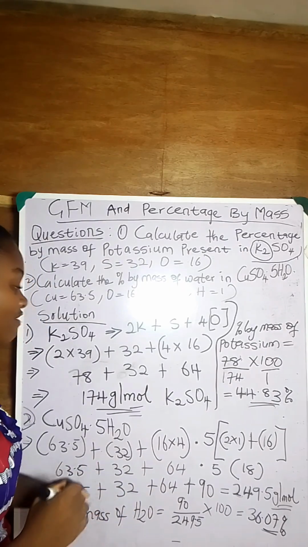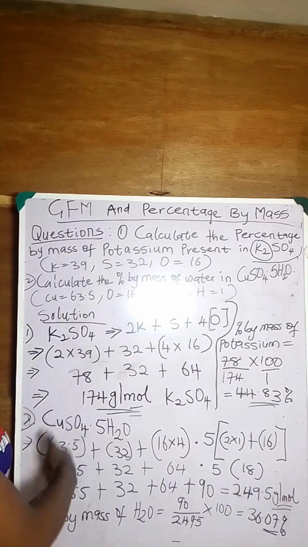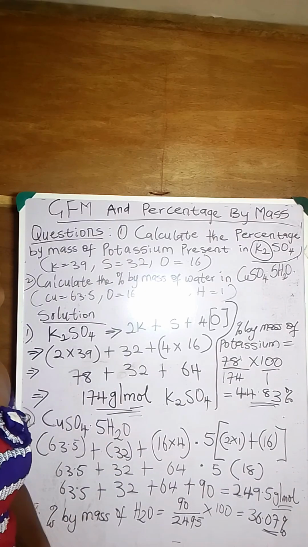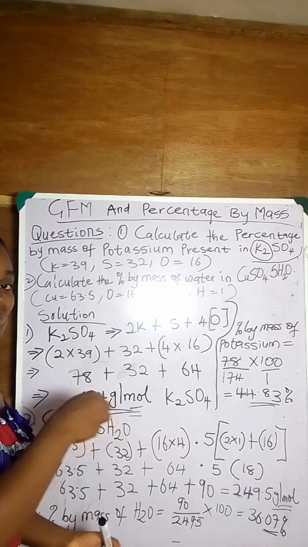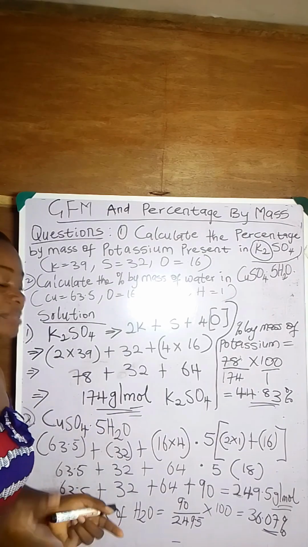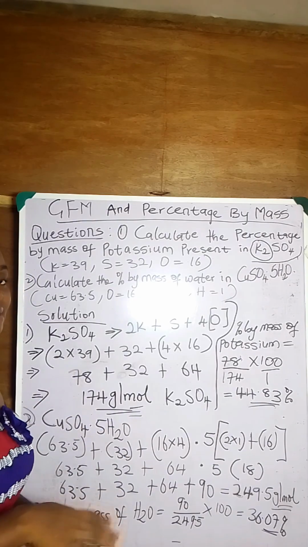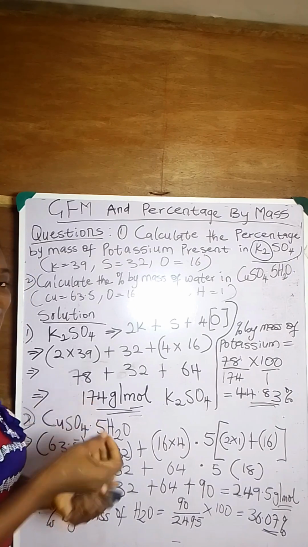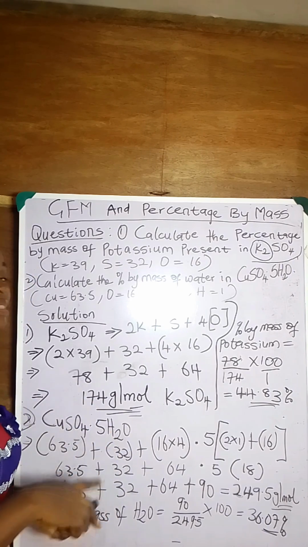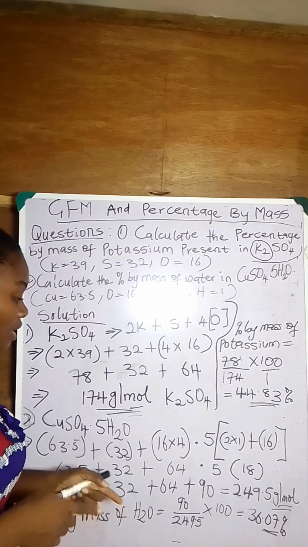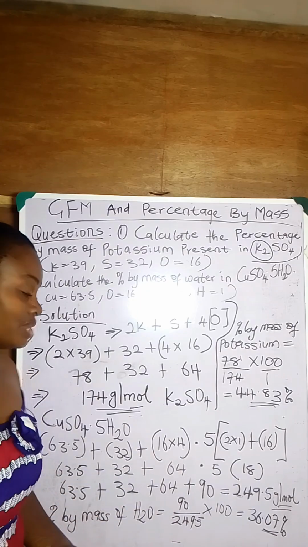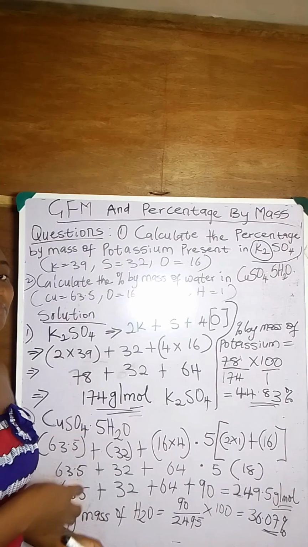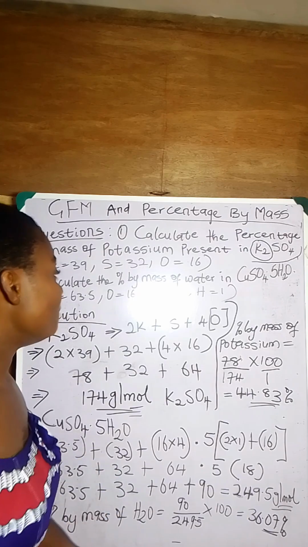You can still calculate the percentage by mass of copper, of sulfur, of oxygen. Are you getting me? As long as it is an element that makes up that compound, just divide the atomic mass of that element by the molecular mass of the compound, and multiply by 100. It will give you the percentage of that element present in the compound.